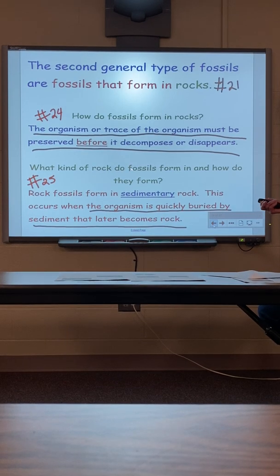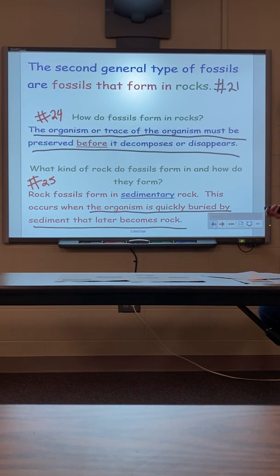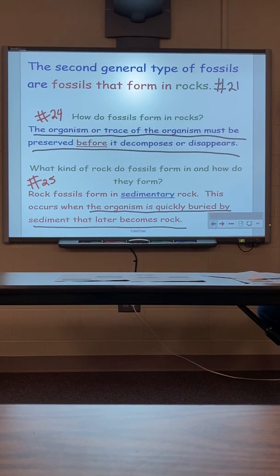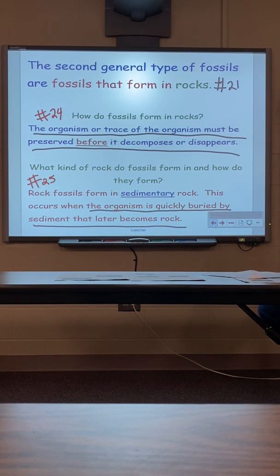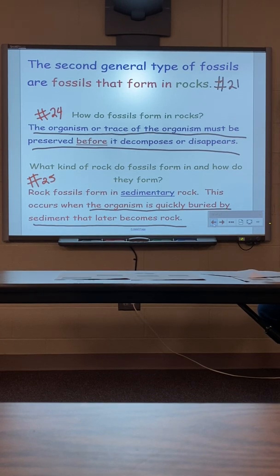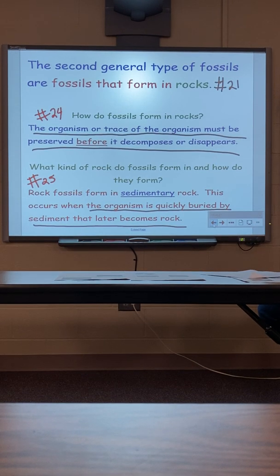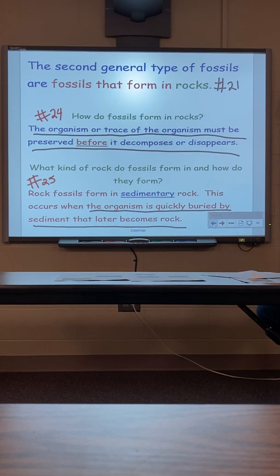What kind of rocks do fossils form in, and how do they form? We just finished our unit on rocks. We've learned about igneous rocks, sedimentary rocks, and metamorphic rocks. And the only rocks that you're going to find fossils forming in are sedimentary rocks. And this occurs when the organism is quickly buried by sediment that later becomes rock. That again is your answer on 25.